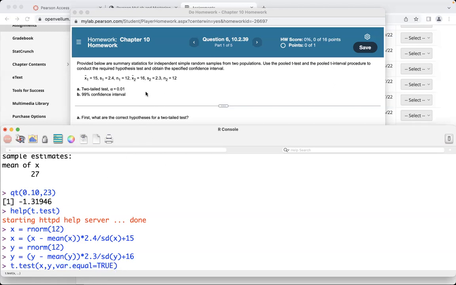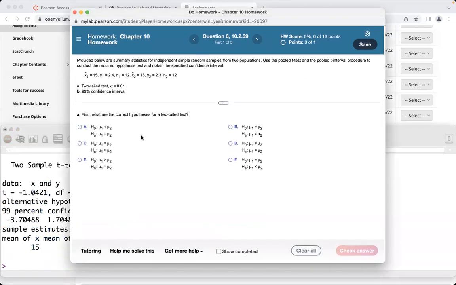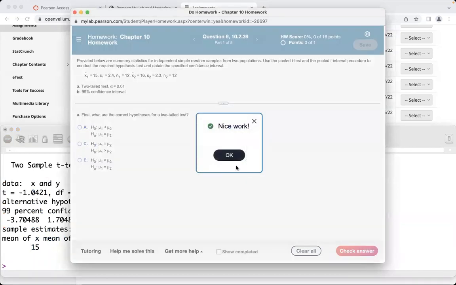Let's see, do we need to do anything else here? We're looking for a two-tailed test with alpha equals 0.01 and a 99% confidence interval, so our confidence level is going to be 0.99. I think that should be it, and this will just give us all of the values that we want. It's a two-tailed test, so that means that we want to know whether the means are equal or not. Okay, and so that's the first part.